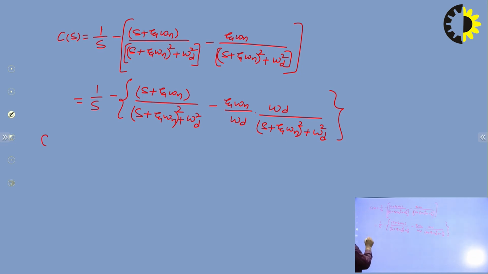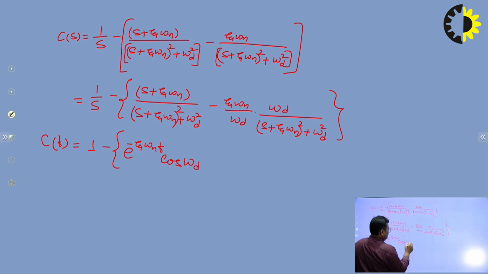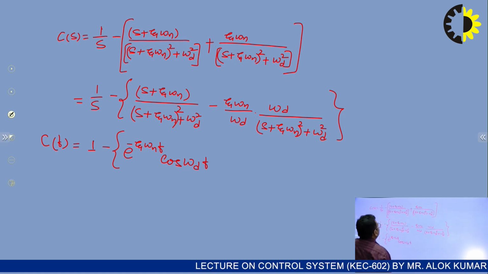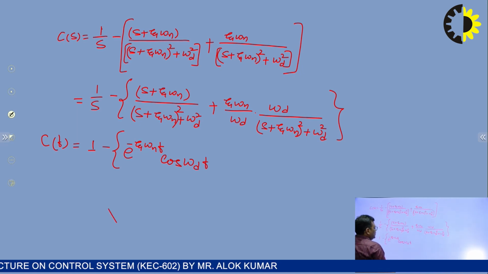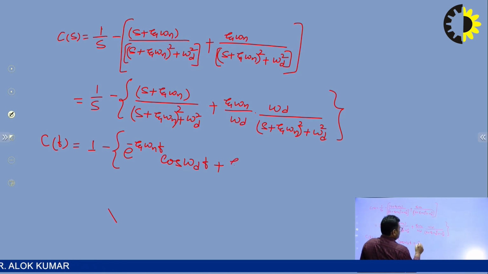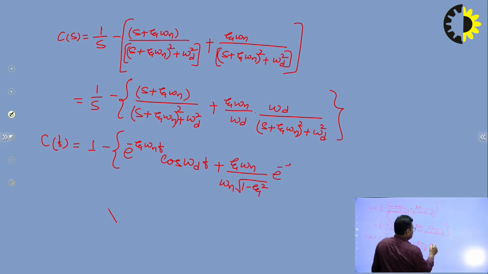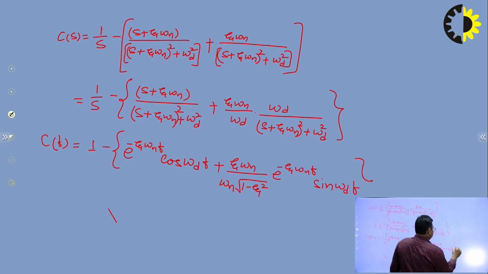Now, we can take the inverse Laplace. So, if we take the inverse Laplace, then we will get C(t) is equal to the inverse of 1 upon S, which will be 1 minus, here we will find the inverse of this, we will get e to the power minus zeta omega n t into cos omega d t, right. Here we will get plus, because we have taken the minus sign common, and similarly this term will be plus here because we have taken the minus sign common. Now this term will be plus zeta omega n divided by, if we put the value of omega d, it is omega n under root 1 minus zeta square, right, and the inverse Laplace of this will be e to the power minus zeta omega n t into sine omega d t, right. So this will be the inverse Laplace.